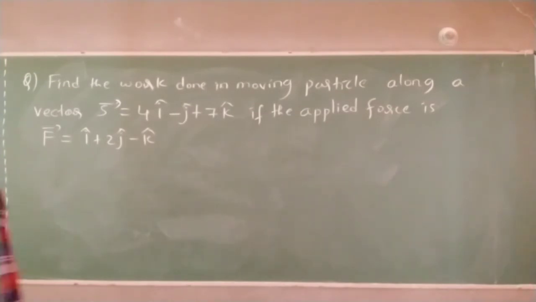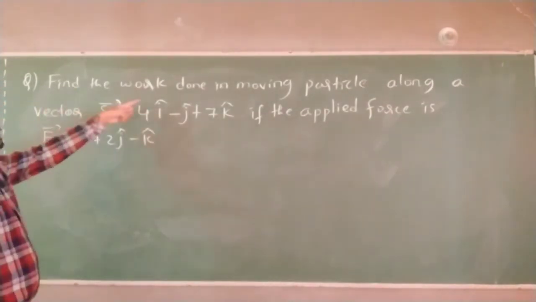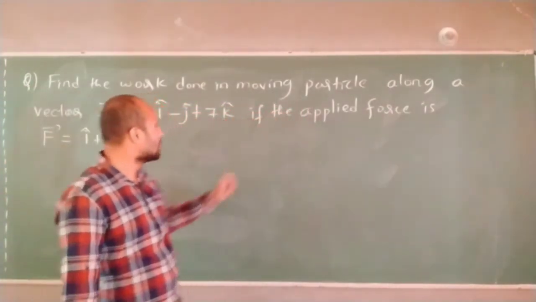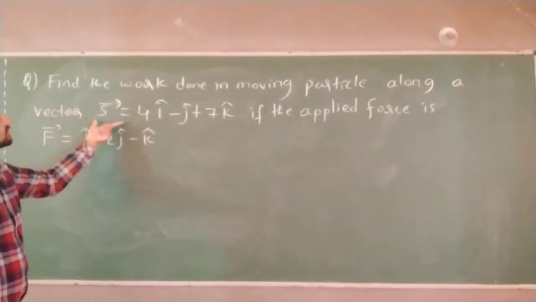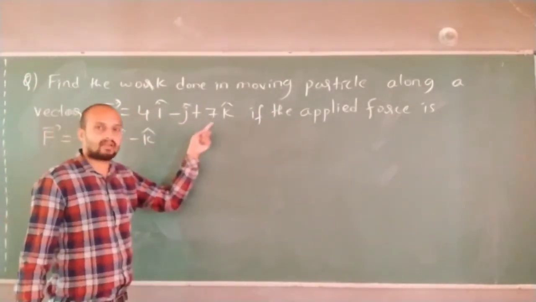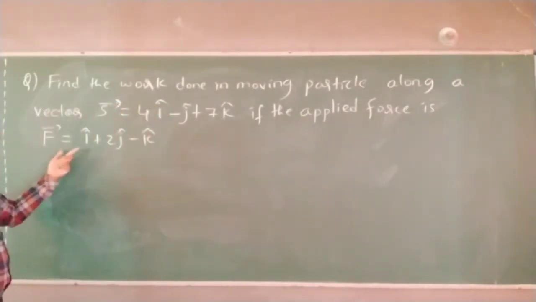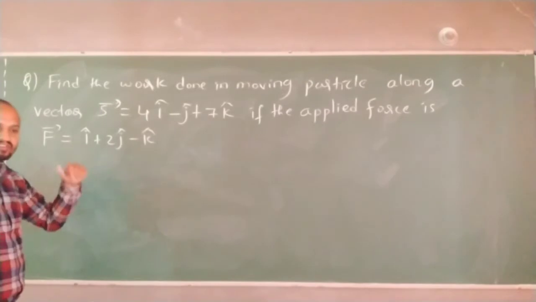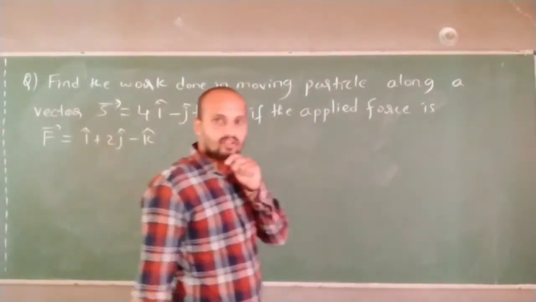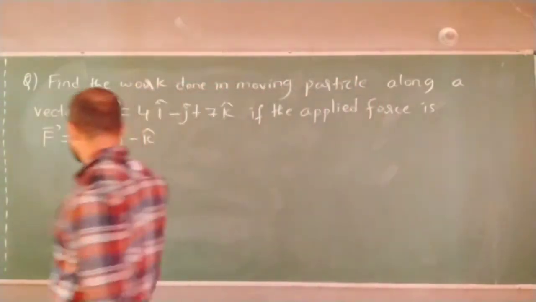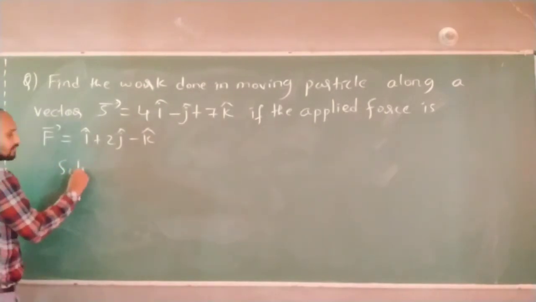One application question I have taken based on dot product. Find the work done in moving a particle along a vector S equal to 4i cap minus j cap plus 7k cap if the applied force is i cap plus 2j cap minus k cap. So force is a vector, displacement is also a vector.